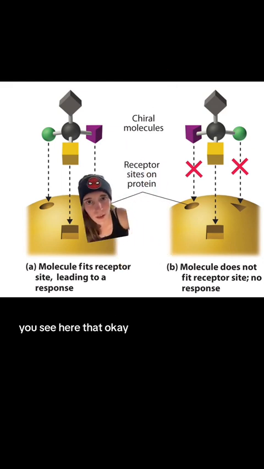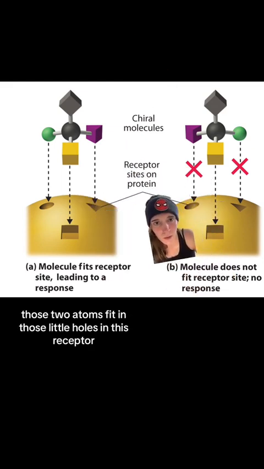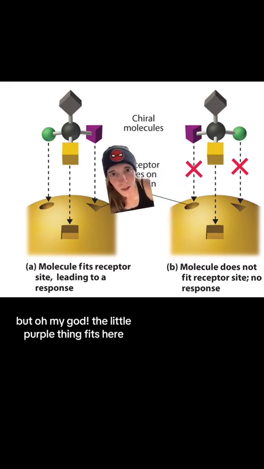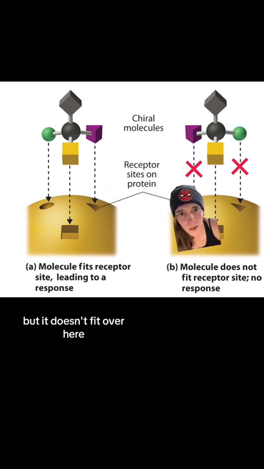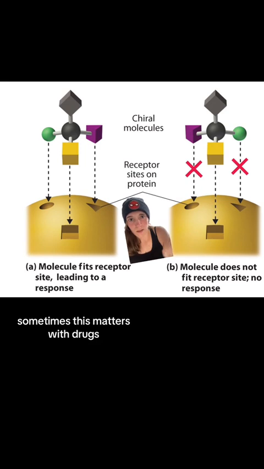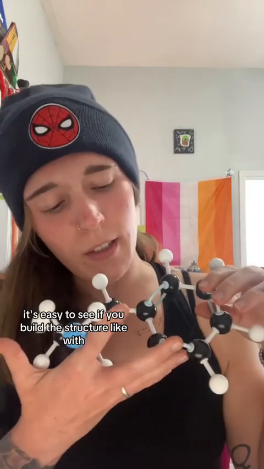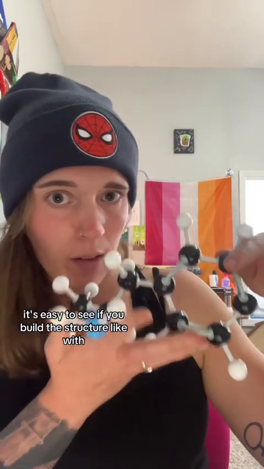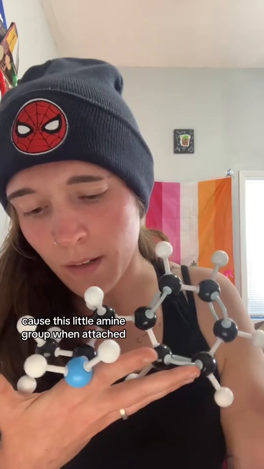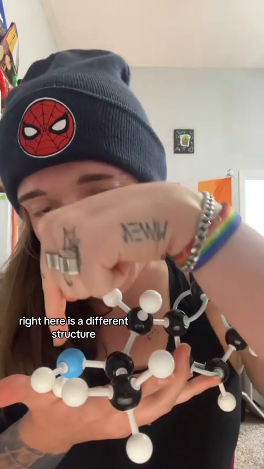We see here that those two atoms fit in those little holes in this receptor, but the little purple thing fits here, but it doesn't fit over here. Sometimes this matters with drugs, because sometimes one enantiomer can work and one can't, or maybe one is causing side effects and one doesn't, but sometimes it doesn't matter. So it's easy to see if you build the structure, like with levoamphetamine and dextroamphetamine, because this little amine group, when attached right here, is a different structure.